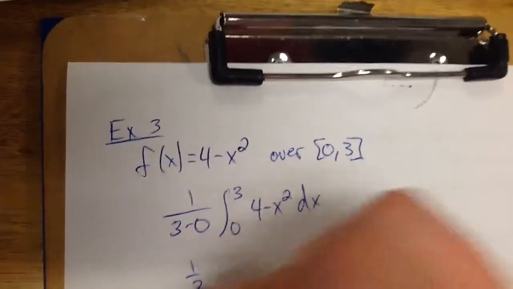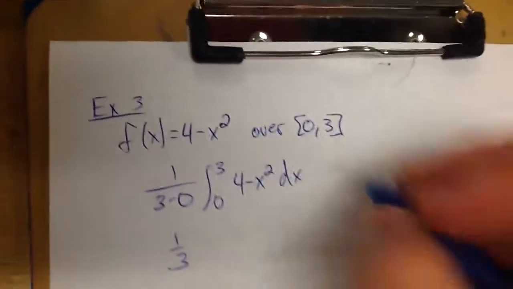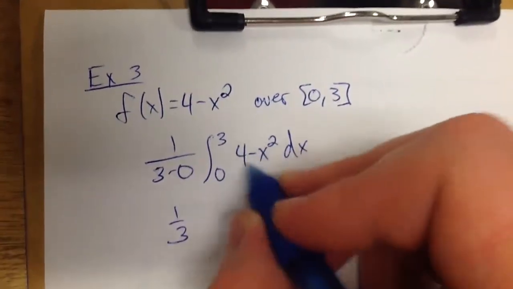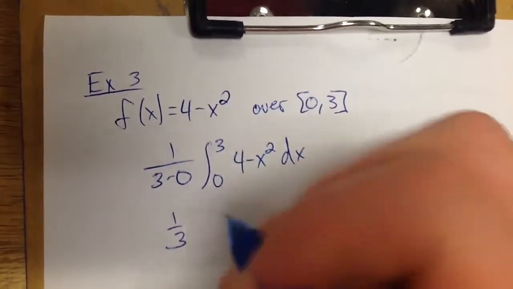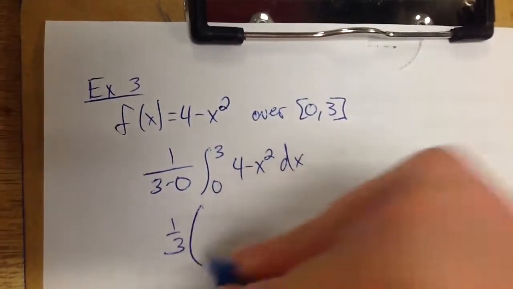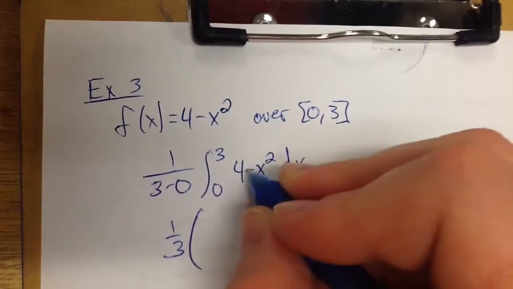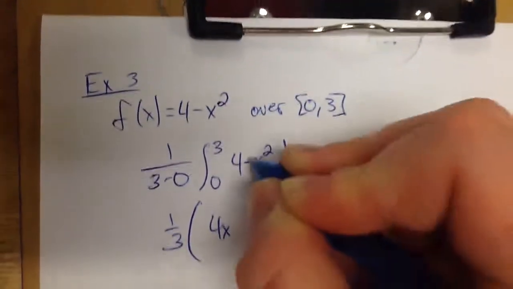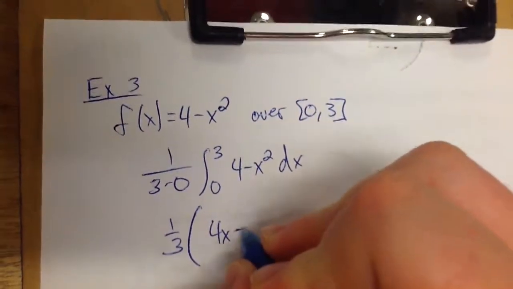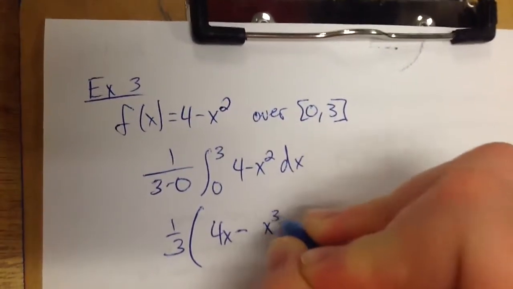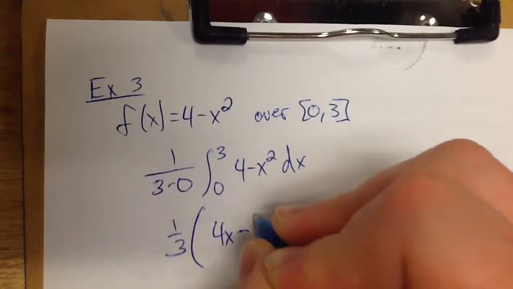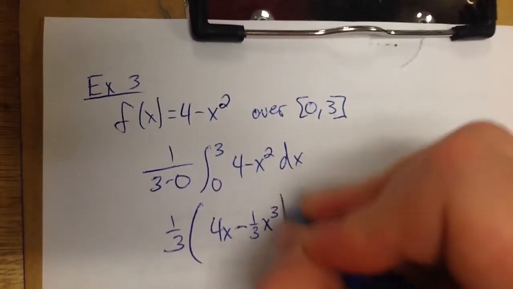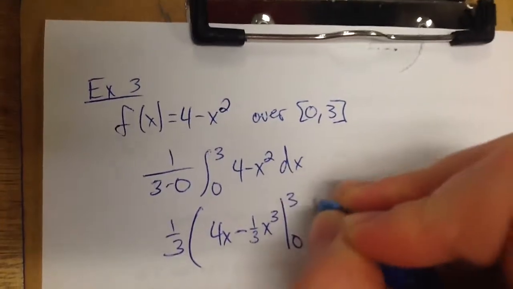So it'd be 1/3 of, well, we got to do that. So antiderivative, right? This is good practice for later. Antiderivative of that, let's see, what would that be? So I have 1/3 times, antiderivative would have to be 4x. Derivative of 4x is 4. Minus, that would have to be x to the third, and when I do the derivative, 3 times this, so 3 times a third gives me 1. Boom, there's my antiderivative, and it's from 0 to 3.